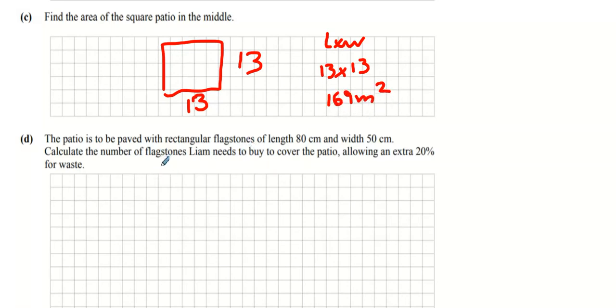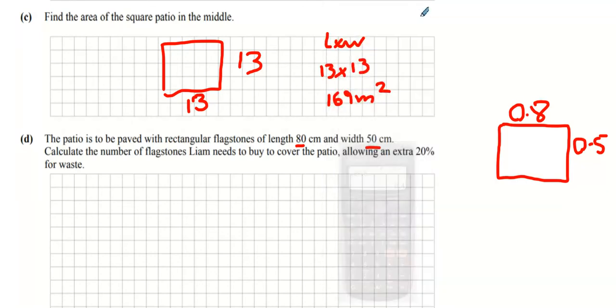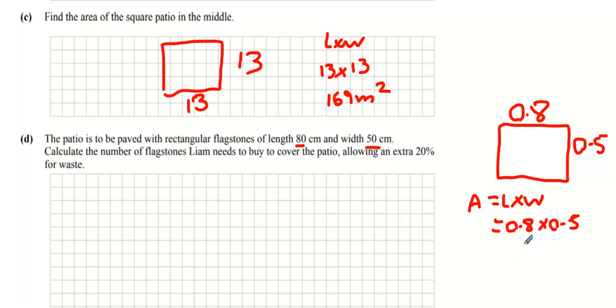The patio is to be paved with rectangular flagstones of length 8 and width 5. So please remember to turn that into meters, because everything you've done so far is in meters. So it's 0.8 by 0.5, and if you put that into the calculator, you can get the area of one of these flagstones as 0.4 meters squared, which is 0.8 by 0.5, which is 0.4 meters squared.